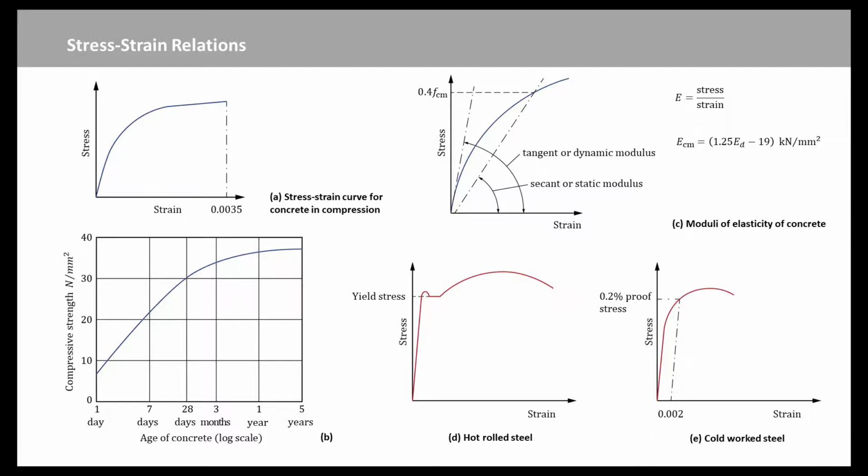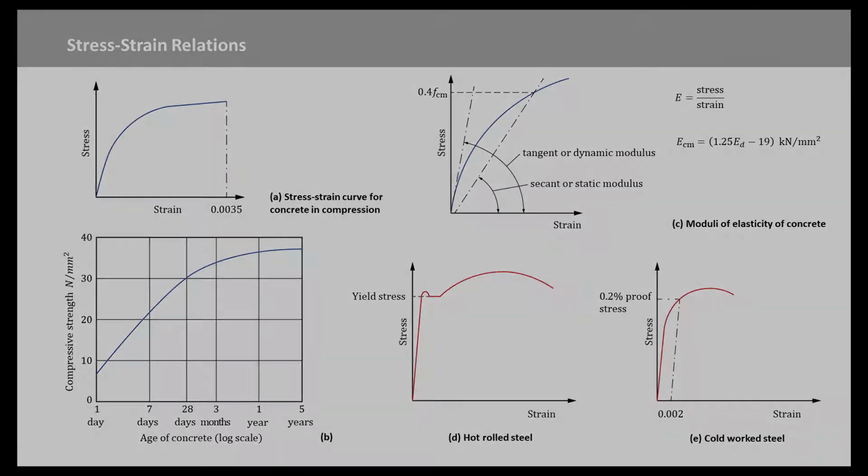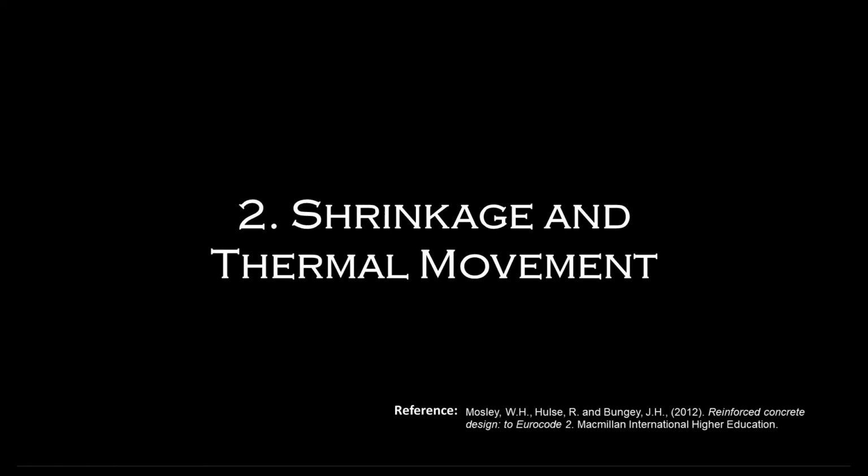All materials have a similar slope of the elastic region with elastic modulus Es equal to 200 kN per mm square approximately. The specified strength used in design is based on either the yield stress or a specified proof stress. A 0.2% proof stress is defined in Figures D and E by the broken line drawn parallel to the linear part of the stress-strain curve. Now we know the stress-strain relations for reinforced concrete.